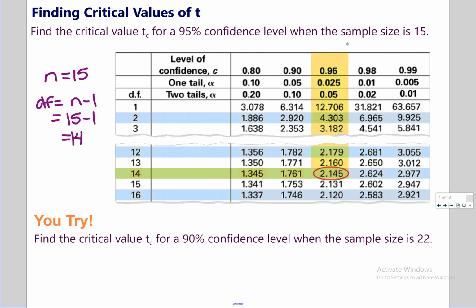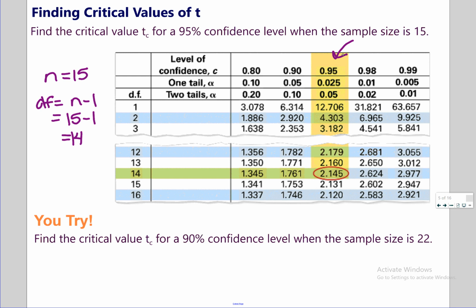And then on the top of the chart, you're going to look for the level of confidence that we're going to be using to create our confidence interval. So you're going to find 0.95 for 95% on the top. You're going to go down until you get to degrees of freedom 14, and then it's circled on there. You guys should see 2.145 on your chart. You see that okay?